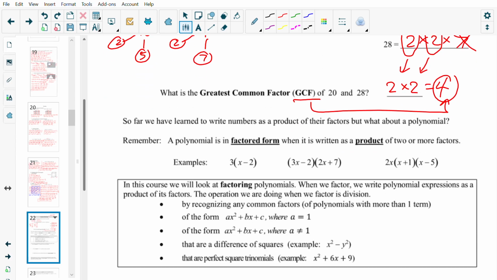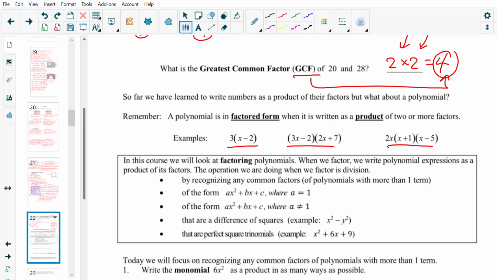So far we've learned to write numbers as a product of their factors, but what about a polynomial? You can do the same thing. Remember, a polynomial is in factored form when it is written as a product of 2 or more factors. So here's a bunch of examples. In this course, we will look at factoring polynomials. When we factor, we write polynomial expressions as a product of its factors. The operation we are doing when we factor is division, by recognizing any common factors of polynomials with more than one term.